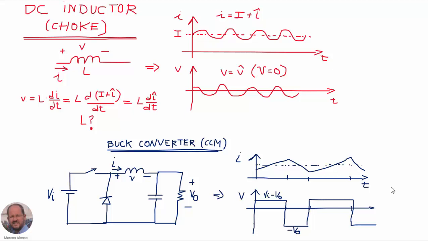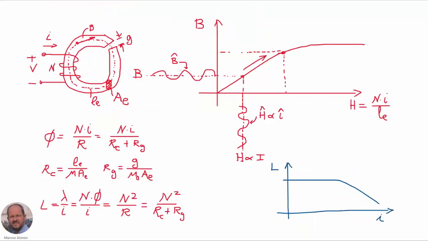Other applications of DC inductors are in telecommunications applications and also in audio amplifiers, in which these DC inductors are used to bias the amplifier at the desired DC operating point.